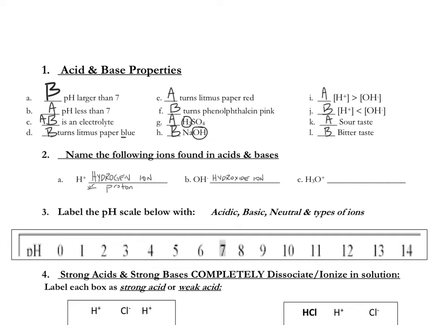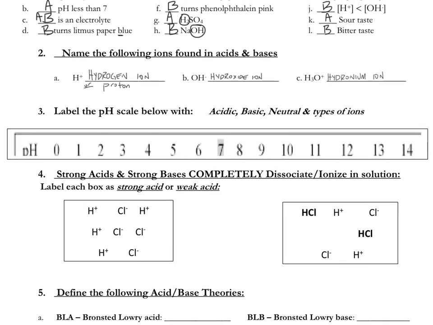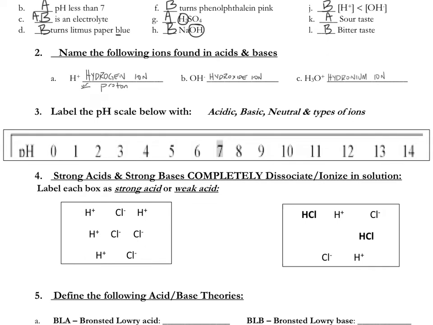And the last one here is H3O+. No, it's not water. It's water with an extra hydrogen, and it is known as a hydronium ion. Hydronium ions are also acidic. A strong concentration of hydronium ions represents an acid as well. Okay, so labeling the pH scale with things like acidic, basic, neutral, and the types of ions. We know that 7 is neutral.